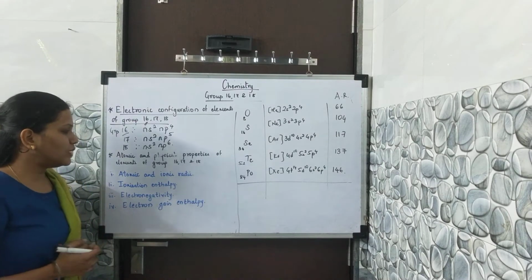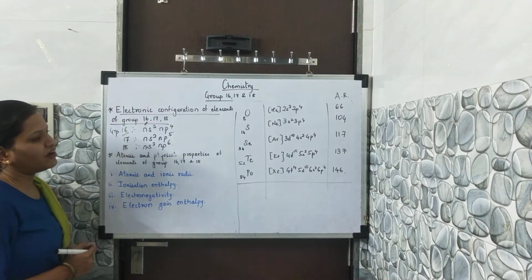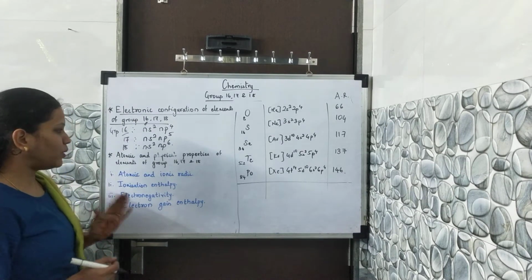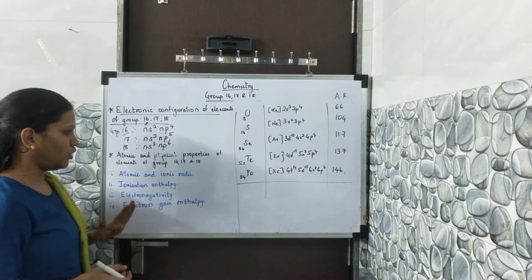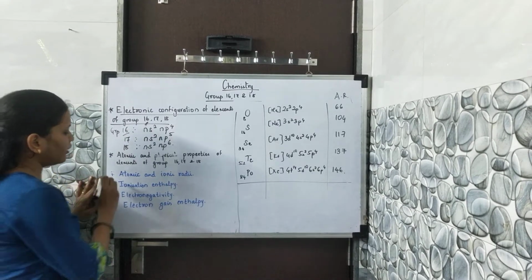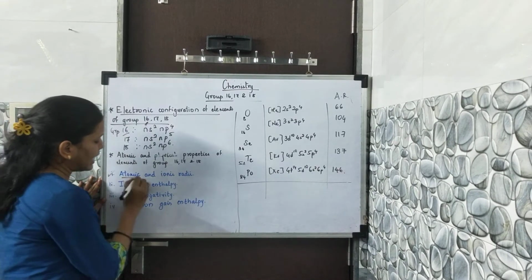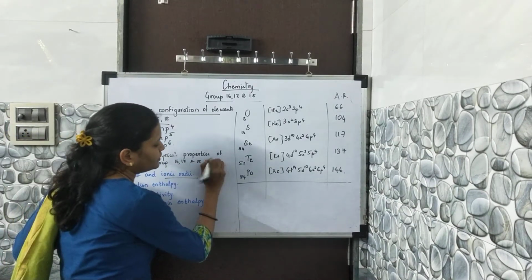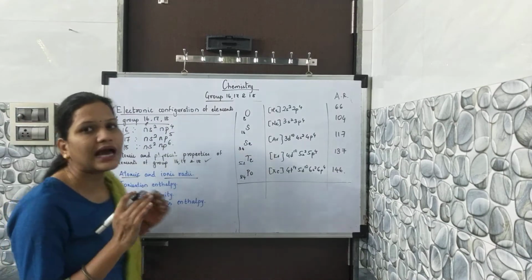Next we will come to the topic of the atomic and physical properties of elements of group 16, 17, 18. One by one we can see the whole topic related to it. First of all, we are going to discuss the atomic and ionic radii for all the groups 16, 17, 18.